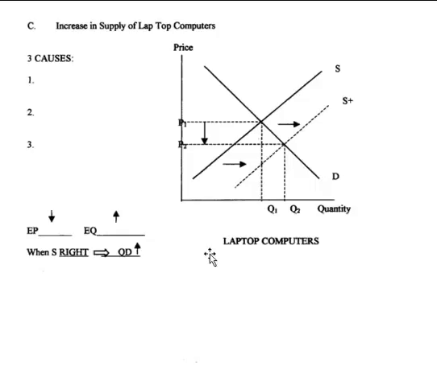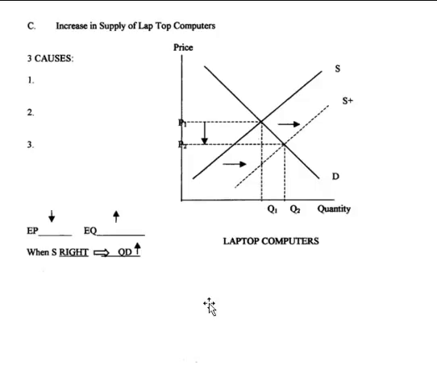So the analysis would be, first of all, when supply increases, it causes equilibrium price to fall and equilibrium quantity to rise. Because price is falling, we move along the demand curve from a higher down to a lower price and a higher quantity demanded. So as price falls, quantity demanded rises. So, three causes of an increase in supply of laptop computers.